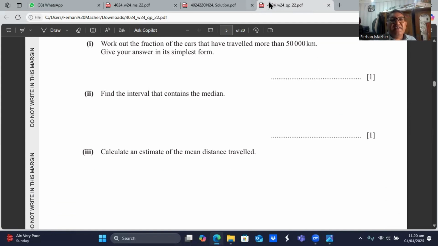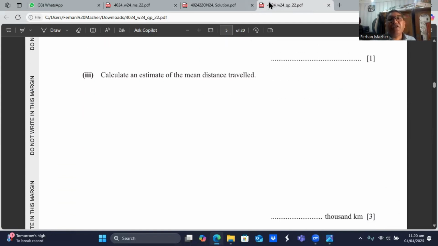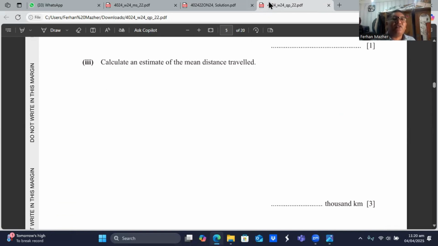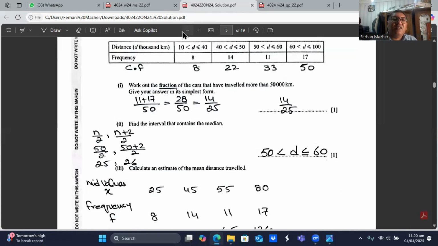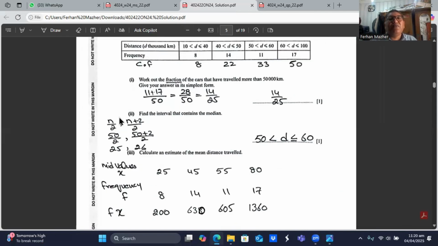Question number 2B, its third part. It says, calculate an estimate of the mean distance traveled. If you want to find the mean, you need to find the mid value. How do you find the mid value? You add the class boundaries, get the sum, and divide it by 2. The mid value will be called x. You multiply the mid value with the frequency and you get fx. The mean is equal to the summation of fx divided by the summation of f.